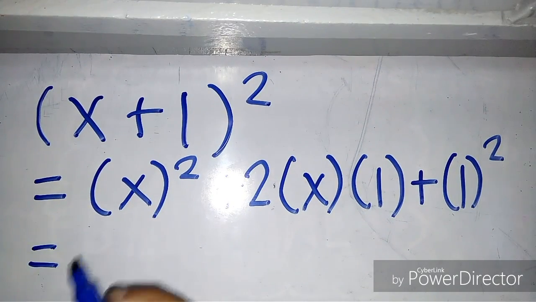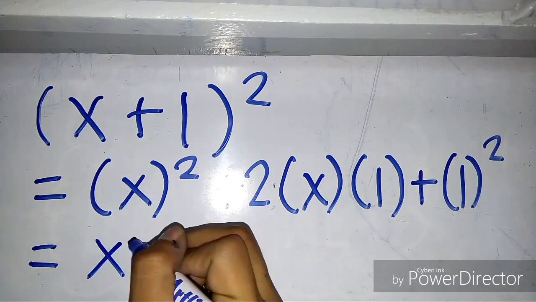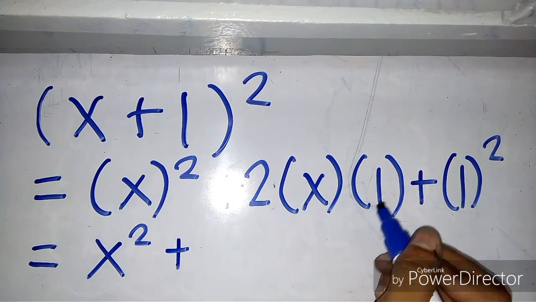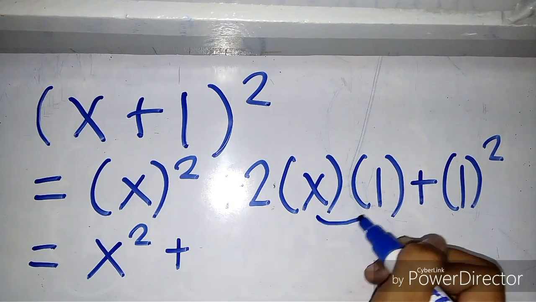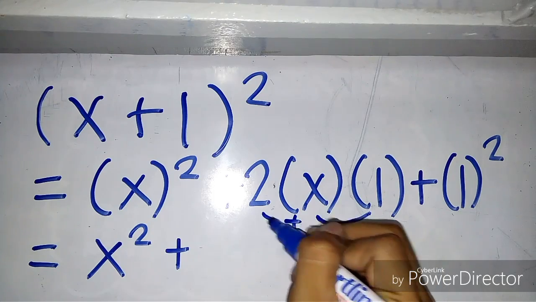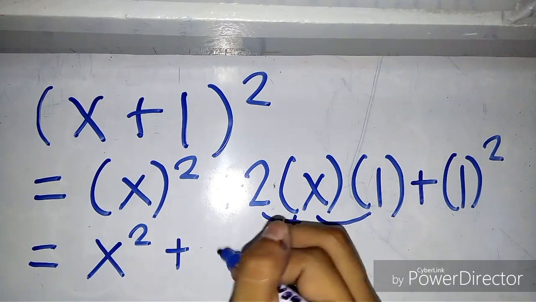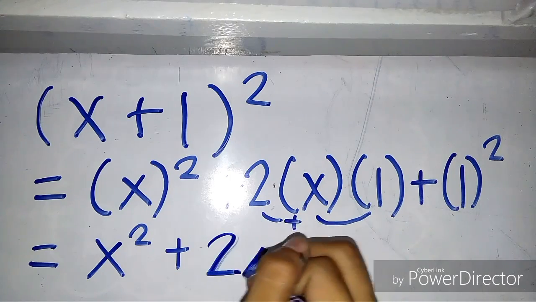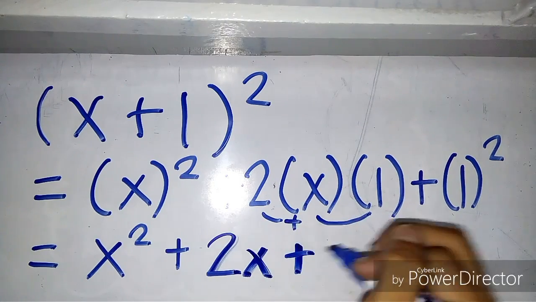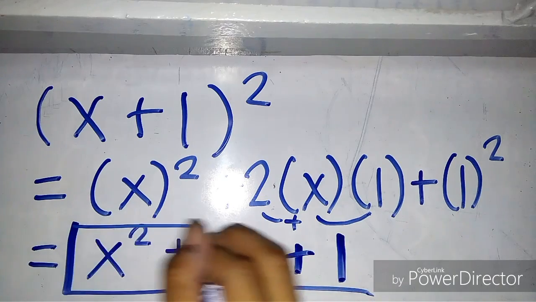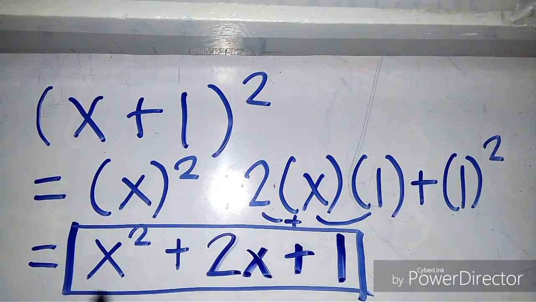Then let's answer. So it's going to be x squared plus x times 1 equals x, times 2 is equal to 2, so that's why we answered 2x. 1 times 1 is equal to 1, so that's why we answered 1. Then we have our final answer.